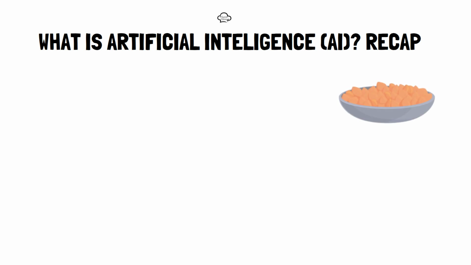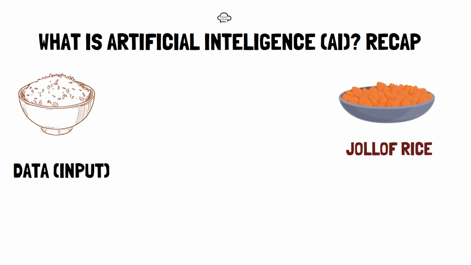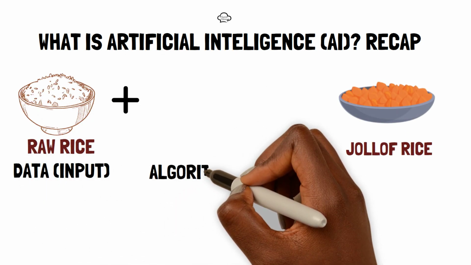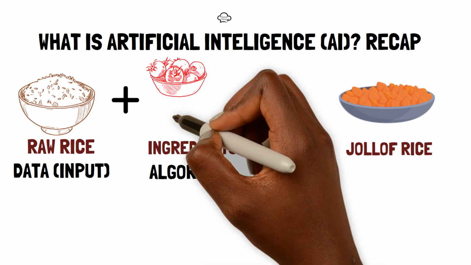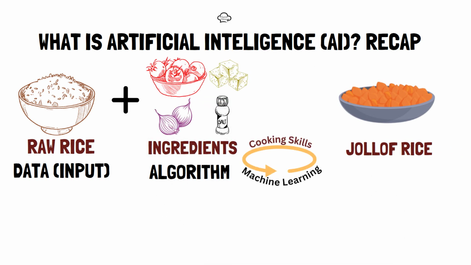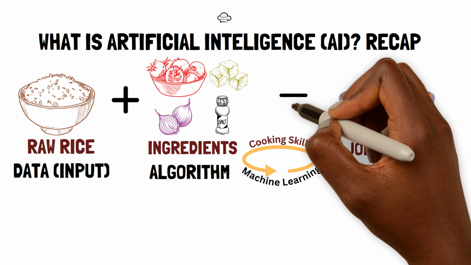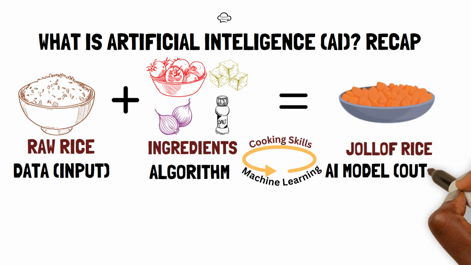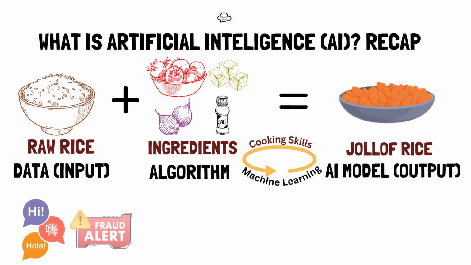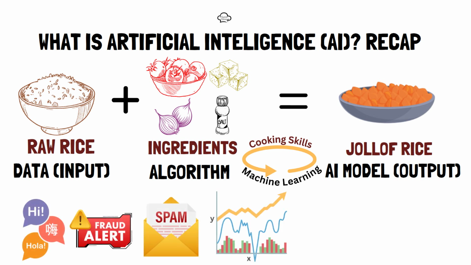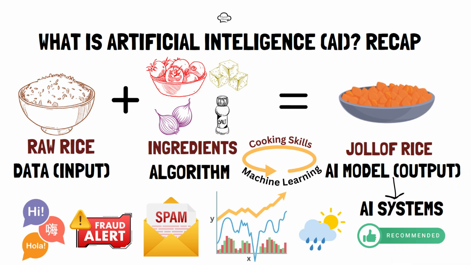Remember, AI is like cooking jollof rice. We combine data, our raw rice, with algorithms, our ingredients, using machine learning, our cooking skills, to create a tasty and yummy jollof rice, our AI model. And the satisfaction we get from eating jollof rice represents the different applications of an AI system.